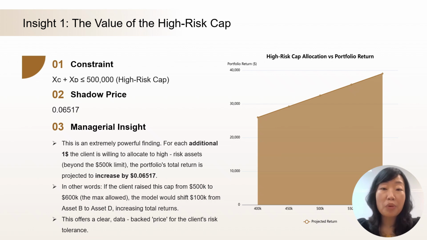The shadow price for this constraint is 0.06517. In simple terms, this is the price of the client's risk tolerance. It means for every additional dollar the client would be willing to allocate to high-risk assets, our portfolio's total return is projected to increase by about 6.5 cents. This gives us a clear, data-backed number to discuss the risk-reward comfort level.